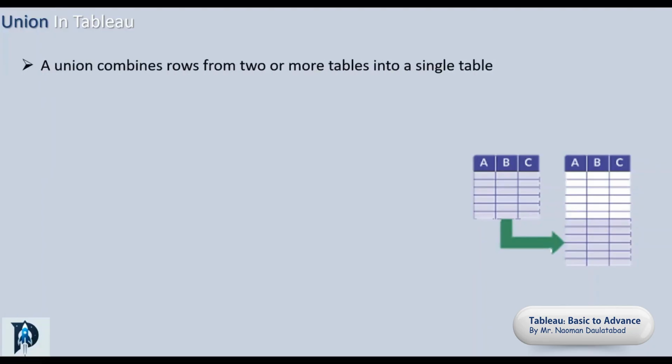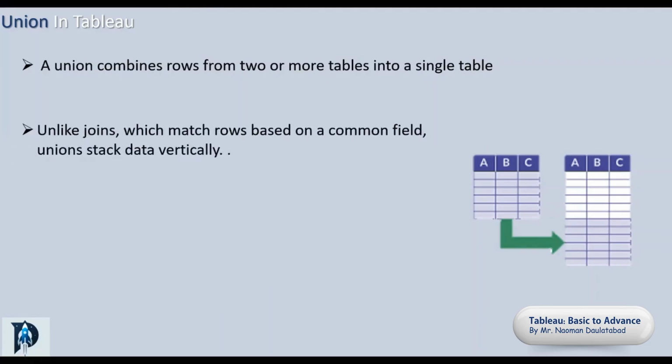First of all, what is a union? Union combines rows from two or more tables into a single table. Unlike joins, which match rows based on a common field, union stacks data vertically. That is, it appends data. In joins, we merge data, but in unions, we append data. An example could be combining monthly sales data files into one data set.